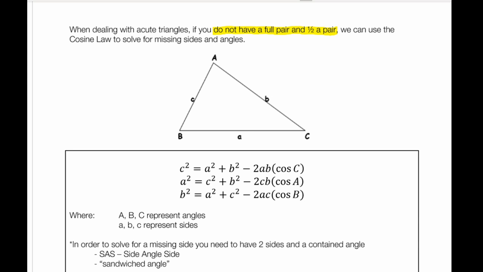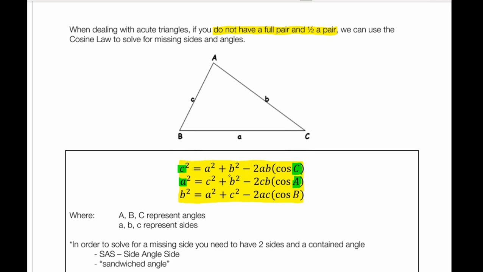And we see three different versions of the cosine law. I'm just going to highlight all of them. They are pretty much identical. The only difference is the side that we're looking for relates to the angle that we're trying to find the cosine of. So these are our three different versions for the three different sides in our triangle. But the main thing is this side pairs up with that angle.